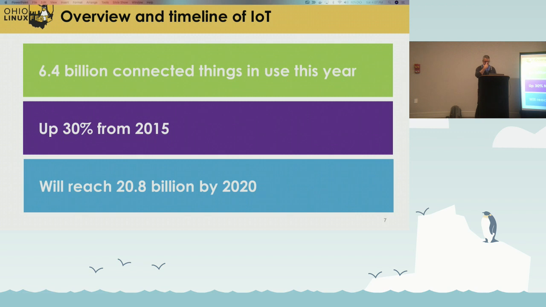These are real statistics, 6.4 billion connected things in use in 2018. That's up 30% from 2015. And we are projected to hit 21 billion connected devices, so roughly 3 times the population of Earth, by 2020. Let's hope these things don't get guns, right? Or something else smart, right? Because we're whipped.